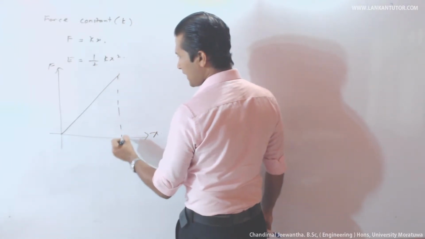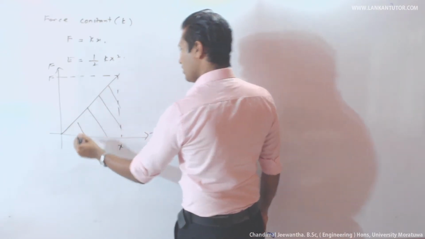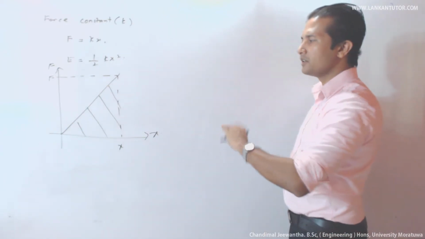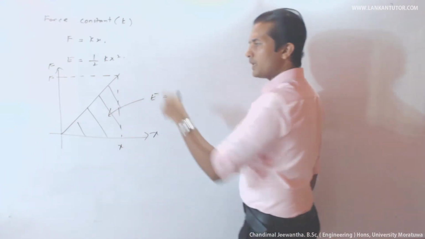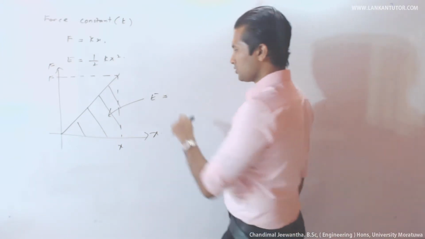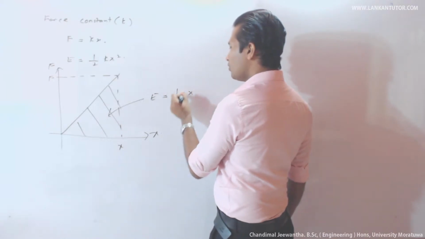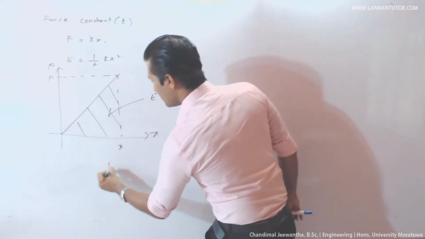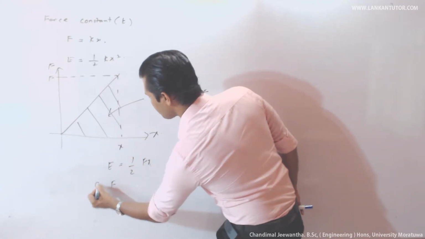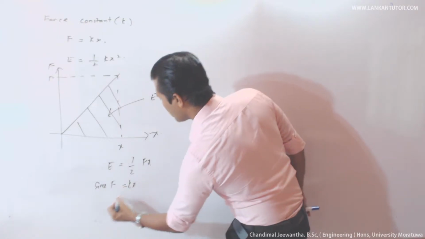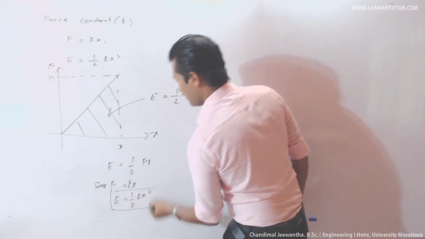If the extension is x and the required force is F, the area under the graph gives you the elastic potential energy. So how would you find E? That is half into base into height. So E equals half Fx, and since F equals kx, what happens? E equals half kx square. That is our conclusion.